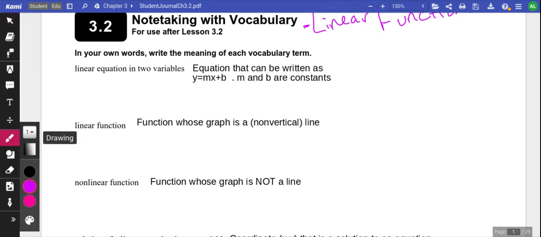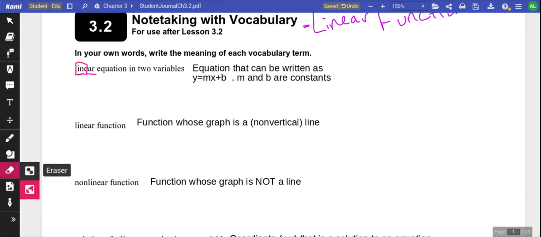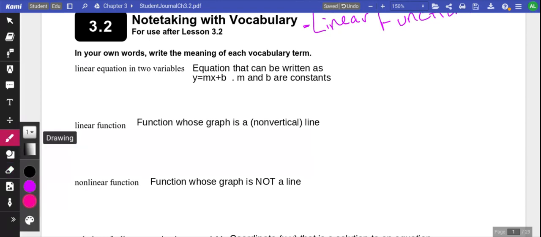Just like it sounds, when we say a linear equation or a linear function, we're talking about something that we can graph as a line. Let me draw that box better. Linear means line. So we've got a couple different things we're talking about. We have a linear equation in two variables. This is anything that we can write in this form: y equals mx plus b.